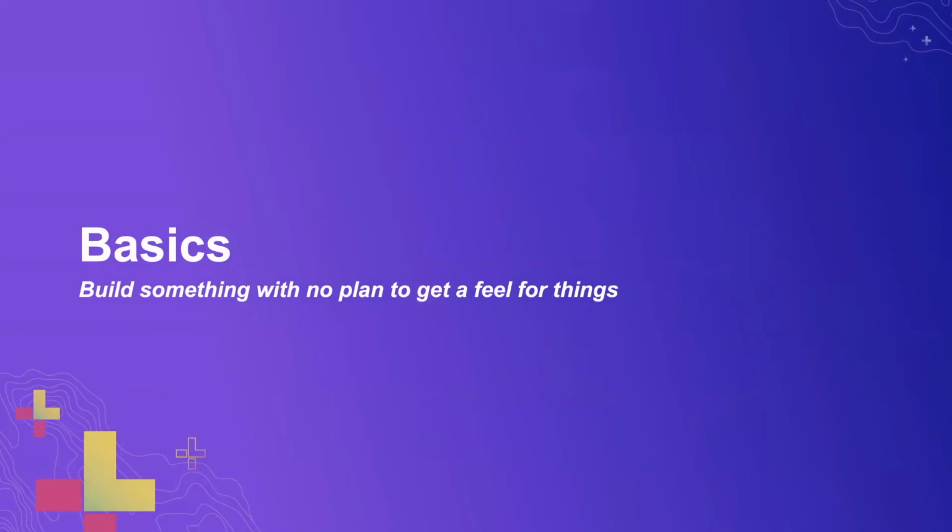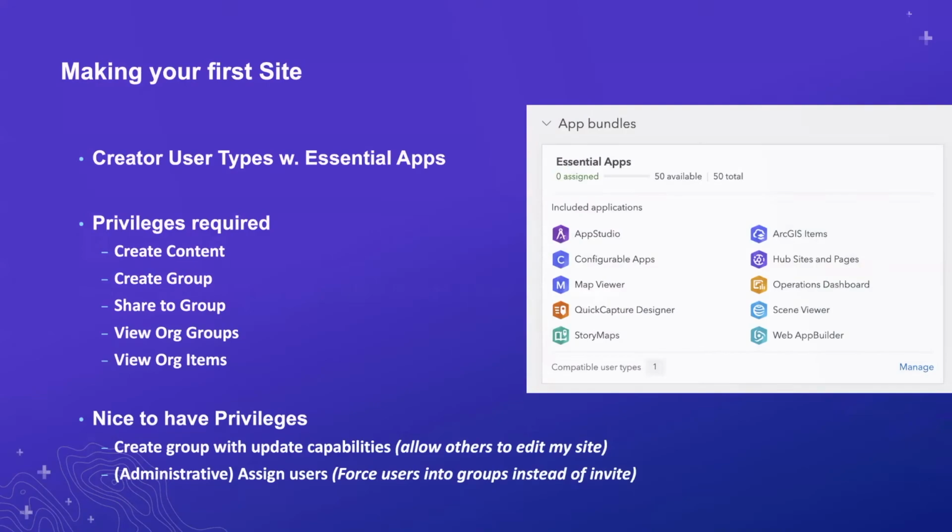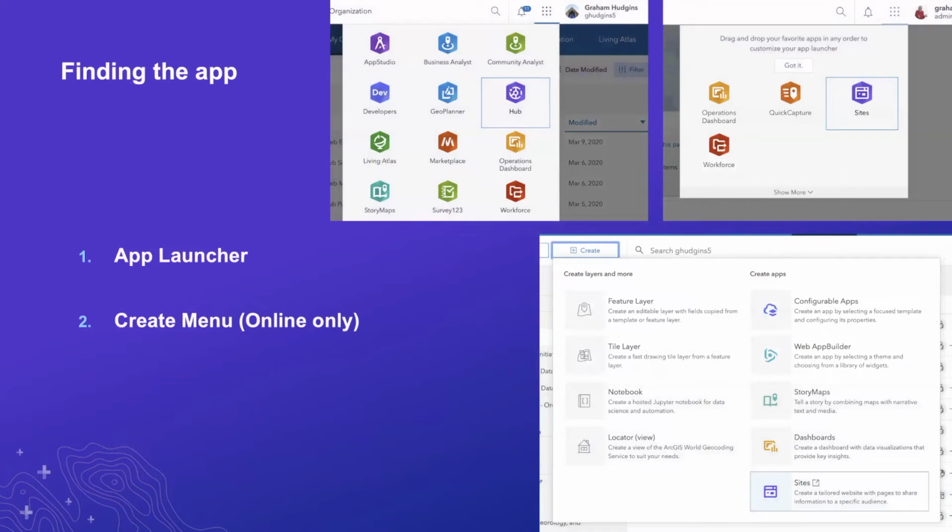So before we get going, it's always a good idea to know where the app is and what we're talking about. I always tell people, build something with no plan to get a feel for things. So if you're getting ready to make your very first site, make sure you have a creator user in the portal. You need these 5 privileges. It's about a publisher level of user access. And if you have these other privileges marked below, you'll be able to pull in help around your enterprise site, but they're not totally required. The app is here in the app launcher if you've never found it before.